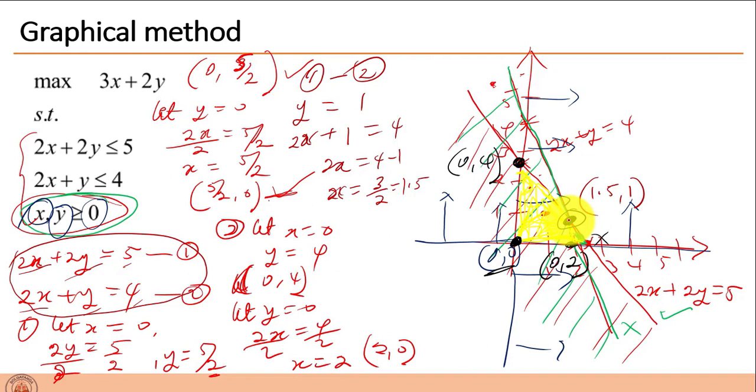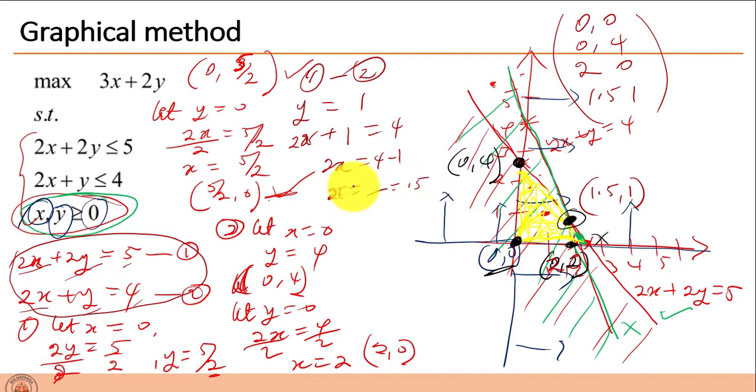Let's get this down. We are going to need them, so let me write them clearly at the top here so we can go to the next slide. 0, 0, 0, 4, 2, 0. Actually, here is 2 and 0, not the other way around. Then we have 1.5 and 1. So these are the four corner points that we are going to look at and see which of them will give us a maximum profit.